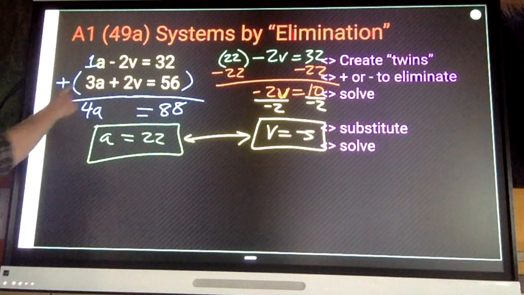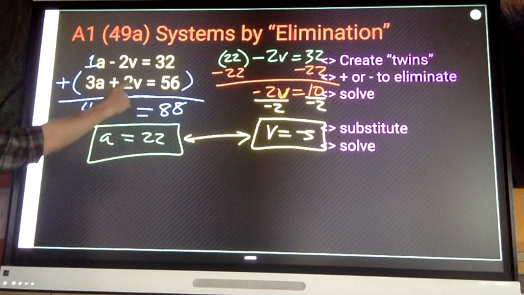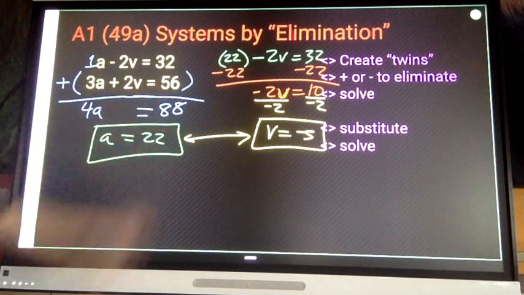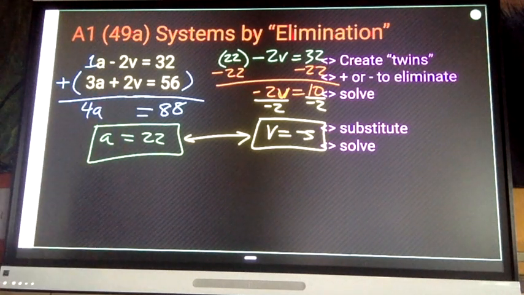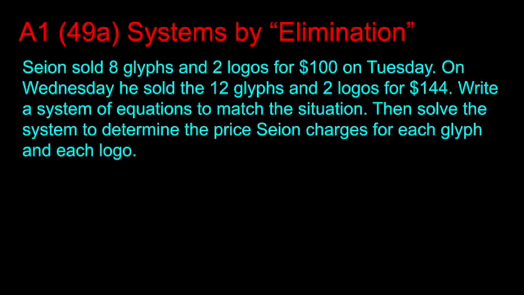Bottom equation, 3 times 22 is 66. 2 times negative 5 is negative 10. 66 minus 10 is 56. Those are the answers that solve both equations. When you're looking for two pieces of information in a word problem, most likely it's going to be a system of equations.